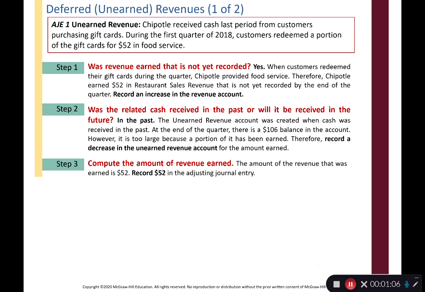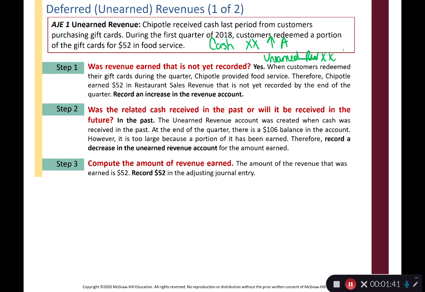So the first one is an example of a deferred revenue. It says Chipotle received cash last period from customers purchasing gift cards. During the first quarter of 2018, the customers redeemed a portion of the gift cards for $52. So back in one of our previous chapters, probably chapter 2, we recorded this transaction where they sold the gift cards. And when we did, we're going to debit cash because we received the money, and then at that point we would credit unearned revenue because we haven't earned anything.